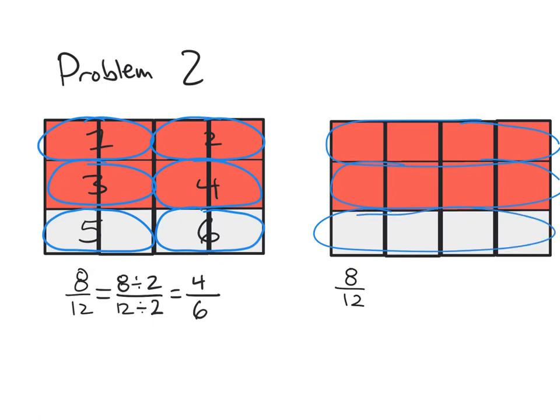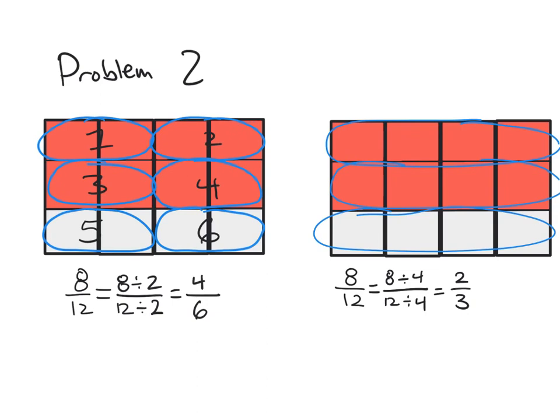And so since I can make groups of 4, I can also take this fraction 8/12ths and divide the numerator and the denominator by 4. And when I do that, I get 2/3, because 8 divided by 4 is 2 and 12 divided by 4 is 3. And you can actually see that in our area model here.